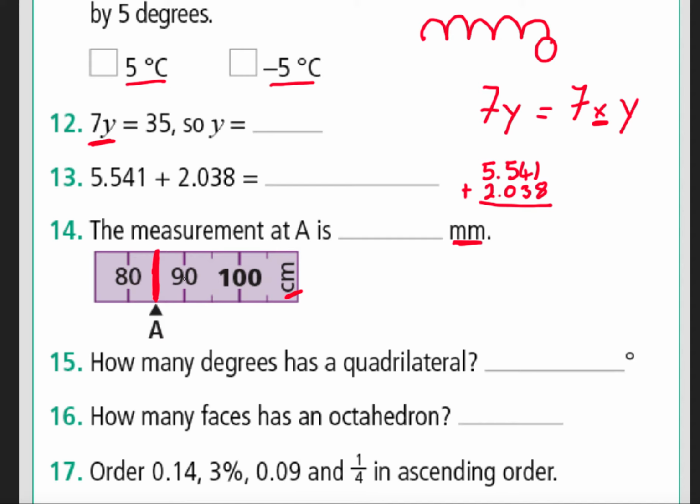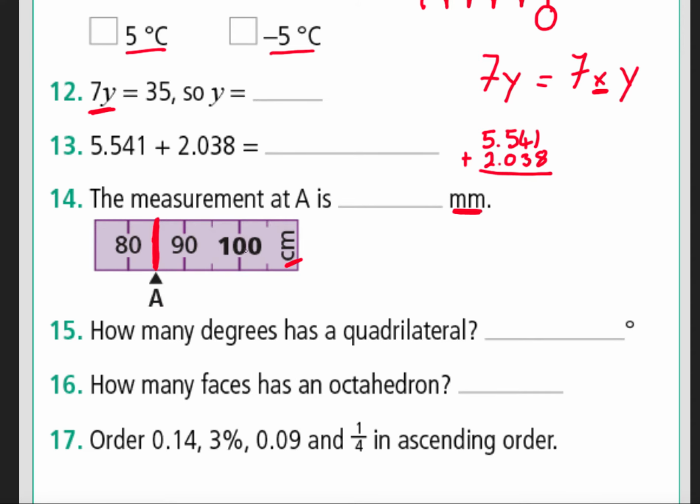And that's going to give you your answer in centimeters, but you're not finished because the question is looking for the answer in millimeters. So whatever number is halfway between 80 and 90 here, once you get that, you're going to have to add a 0 onto it because you'll be multiplying it by 10 because there's 10 millimeters in every centimeter. So that question there is actually quite tricky.